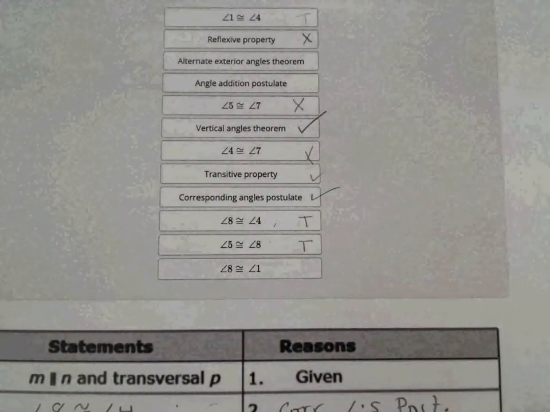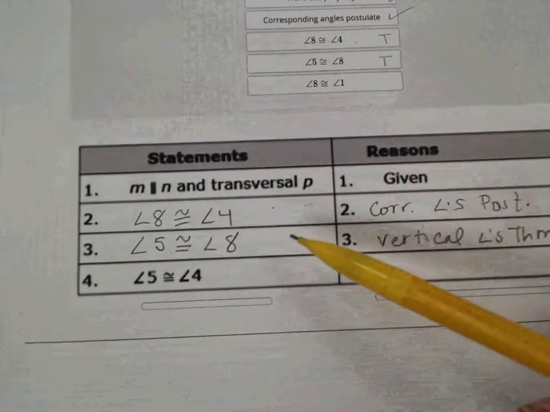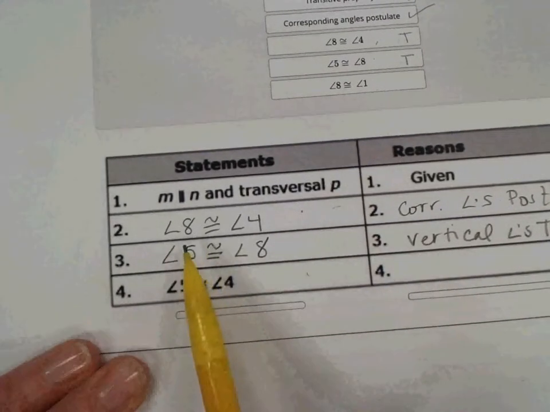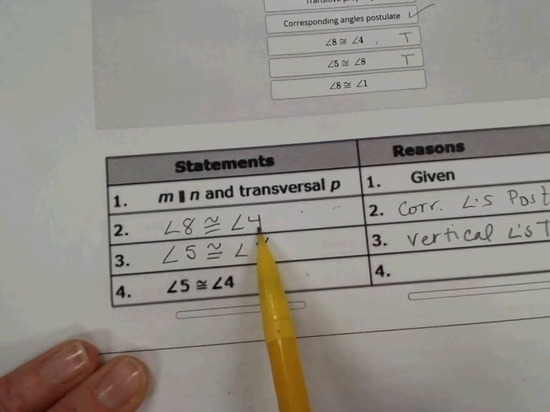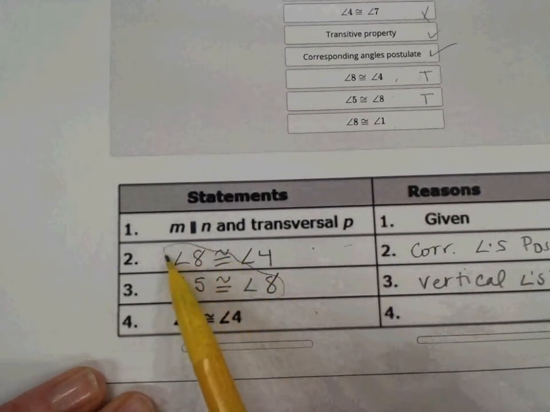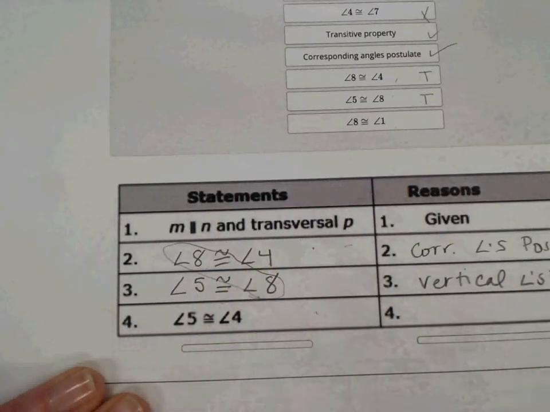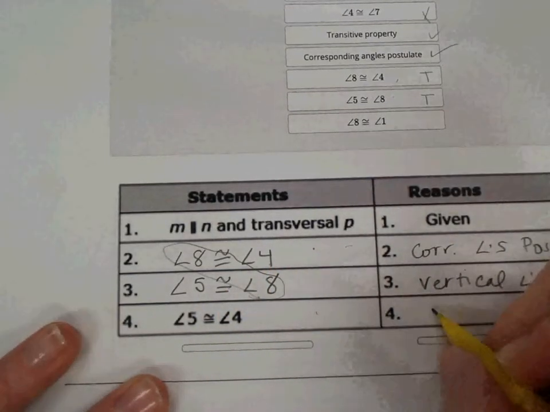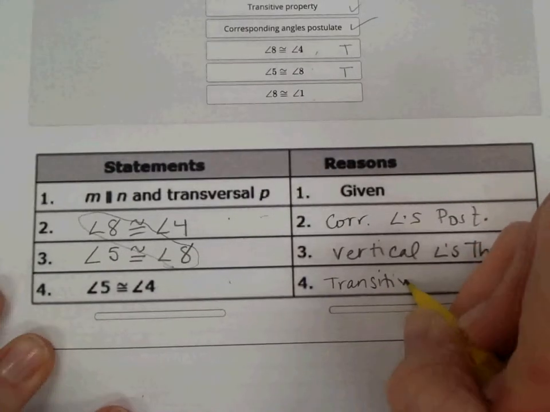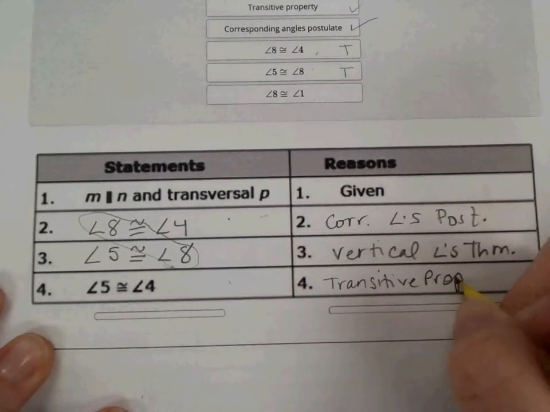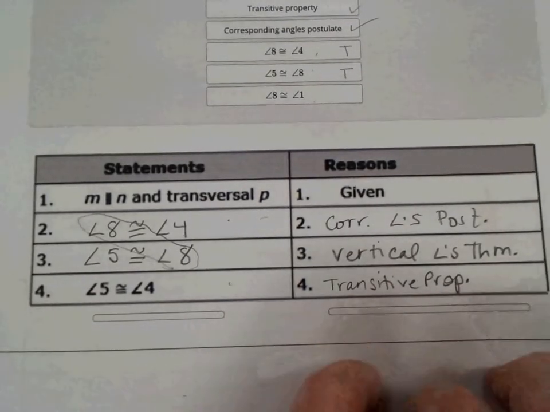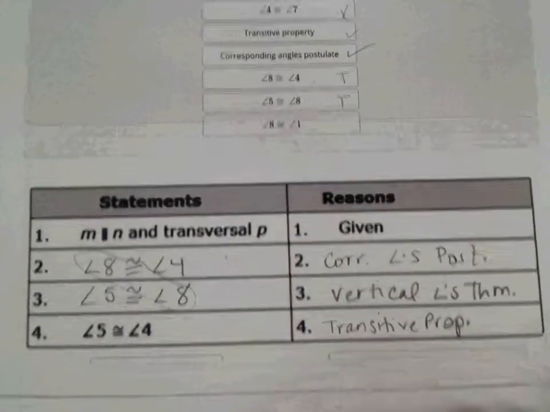And then finally, what we're trying to prove, which is 5 and 4 being congruent. And again, since 8 is congruent to 4, and 5 is congruent to 8, you can cut out that middleman and say 5 is congruent to 4 by the transitive property. So that's a good review of our understanding of the relationships between parallel lines and the angles that are formed when they're cut by a transversal.